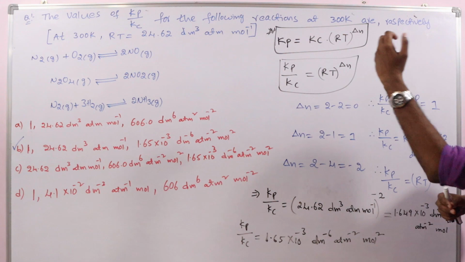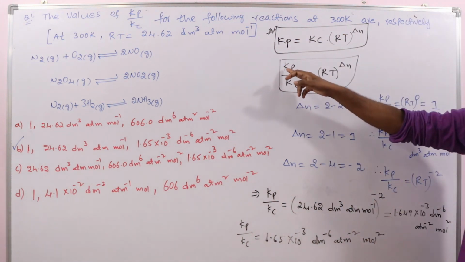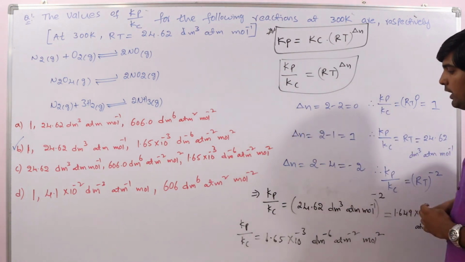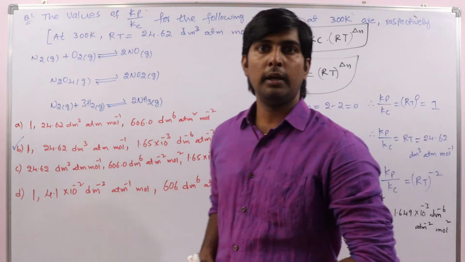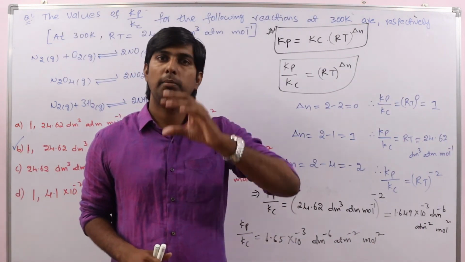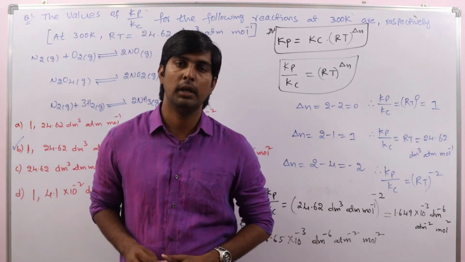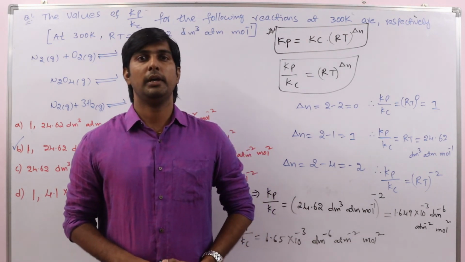Clear? So this is the relationship between Kp and Kc, and then they ask you to find the Kp by Kc value. Simple: calculate the delta n value and substitute here, and we get the answers. These are the 5 problems which were asked in the previous 2019 NTA mains, and in the next lecture we will discuss 5 more problems. Okay, thank you.